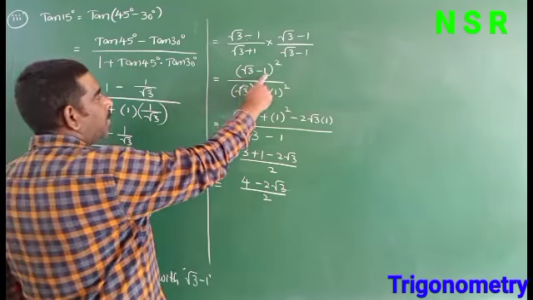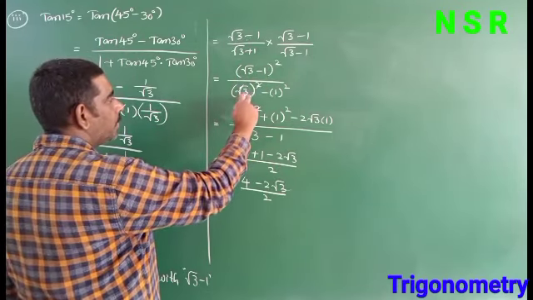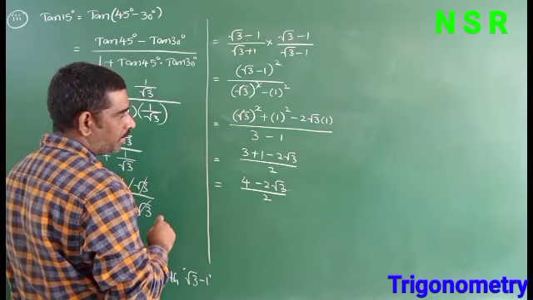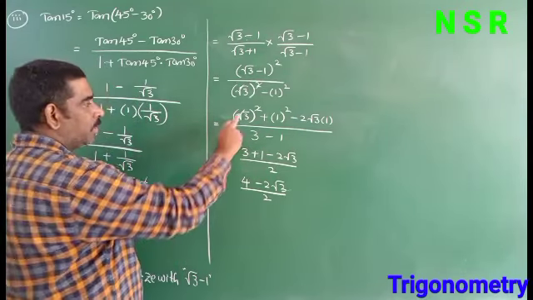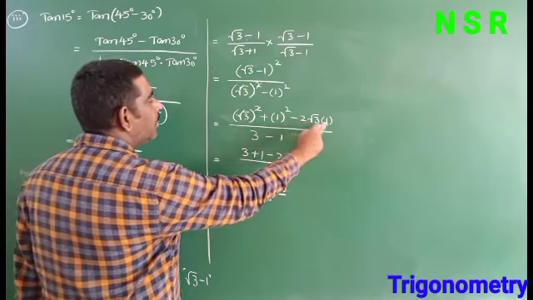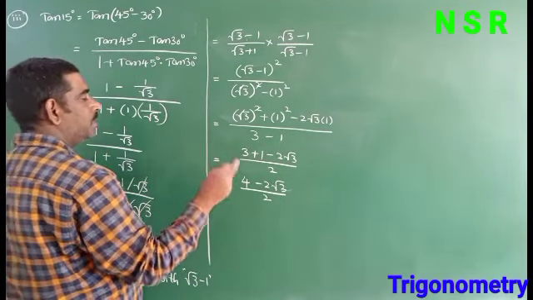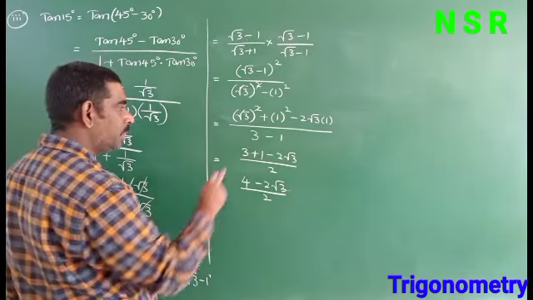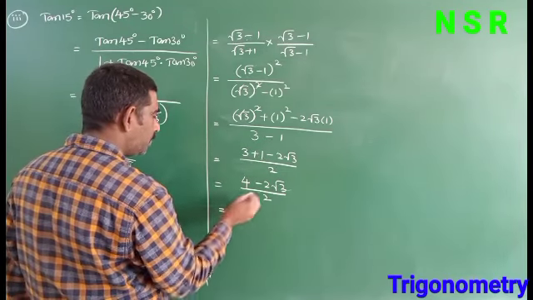So here apply a minus b whole square: a square plus b square minus 2ab. Root 3 square means the square and root get cancelled, we get 3. 1 square is 1, 2 into 1 into root 3 is 2 root 3. So we get 3 plus 1 minus 2 root 3 by 3 minus 1, that is 2. So 3 plus 1 is 4, 4 minus 2 root 3 by 2.